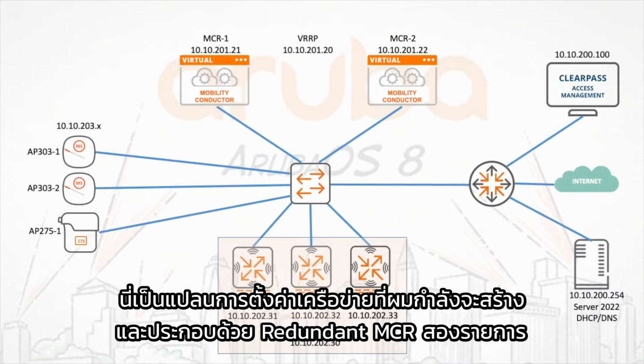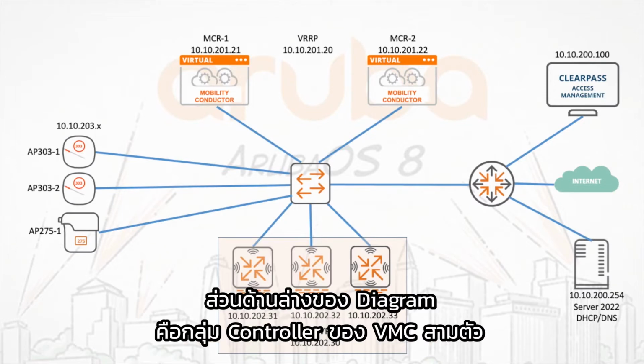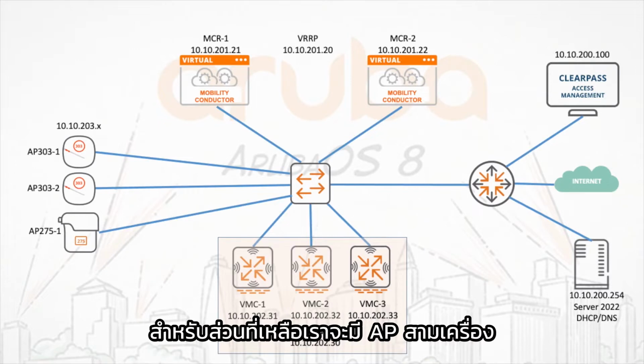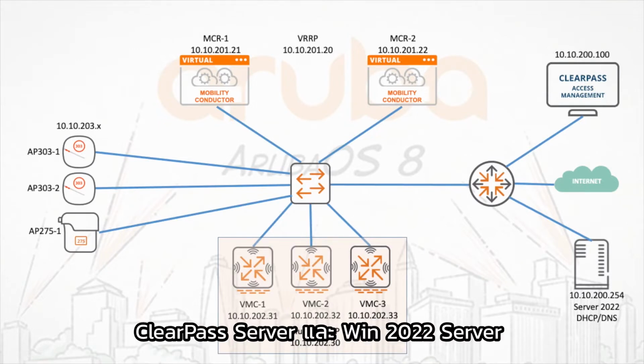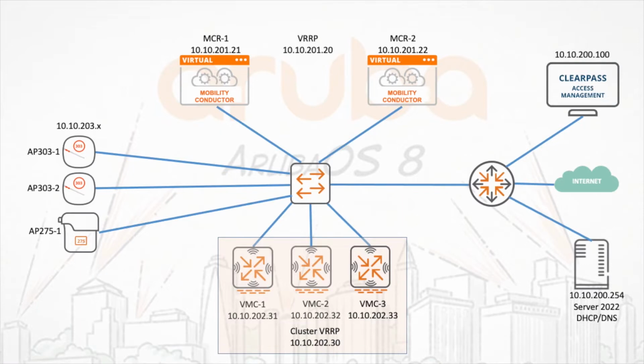This is the network setup that I'm going to build, and it consists of two redundant MCRs that you see on top with VRRP running between them to provide L2 redundancy. In the bottom of the diagram is a controller cluster of 3 VMCs. For the rest we will have 3 access points and also a ClearPass server and a Win2022 server for Active Directory, DHCP and DNS services.